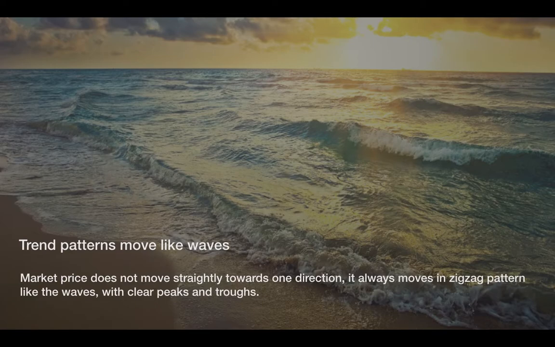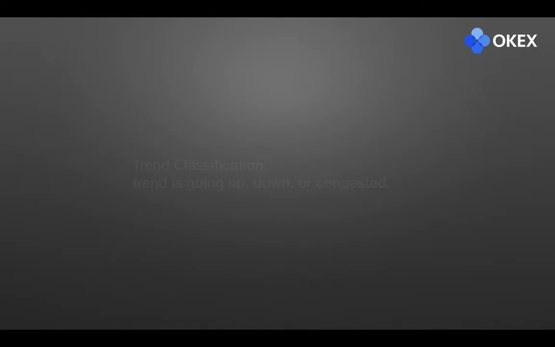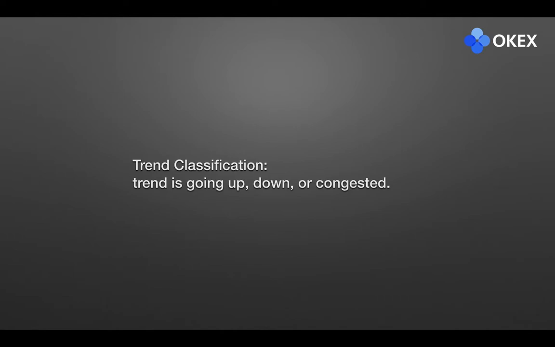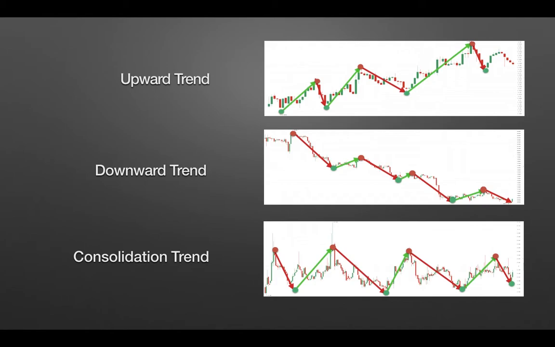Peaks and troughs are like the binary codes 0 and 1 in a computer. They are the basic elements of different trends. The different position of peaks and troughs determines whether the market trend is going up, down, or congested. Let's look at the real price movement chart to understand the difference between these trend patterns.